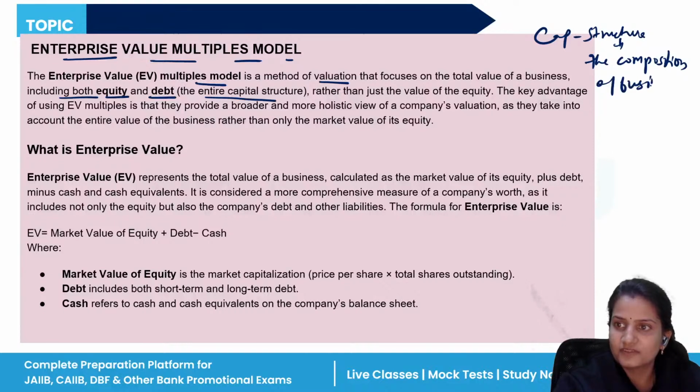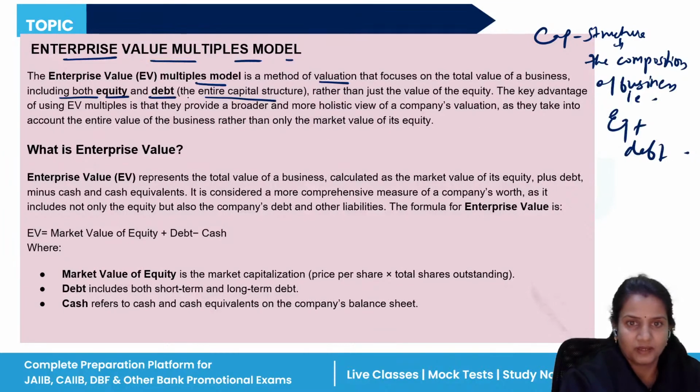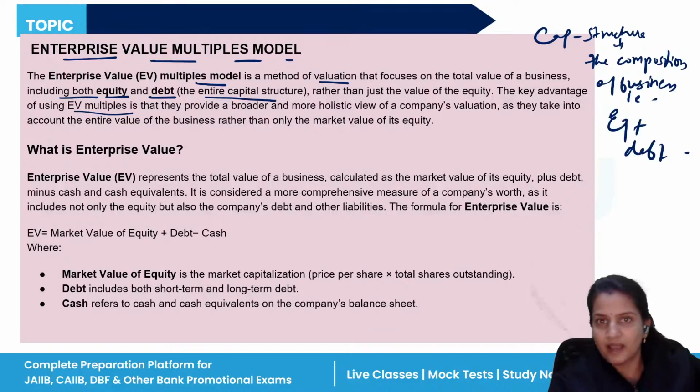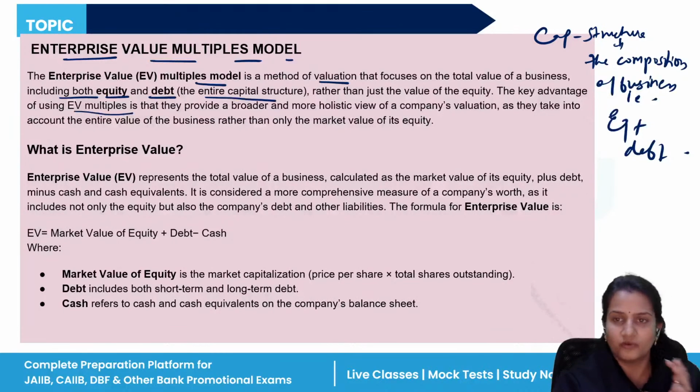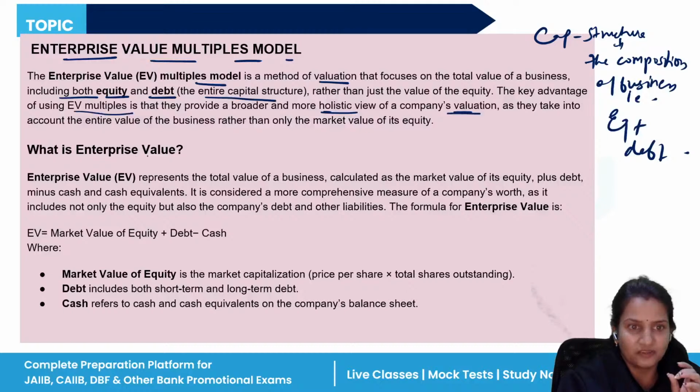The composition of business, that is equity plus debt. So with the help of the enterprise value multiples model, what happens? It will give the broader view of the company. Broader means the holistic view of a company's valuation. So enterprise value represents the total value of the business. It includes debt minus cash and cash equivalents.